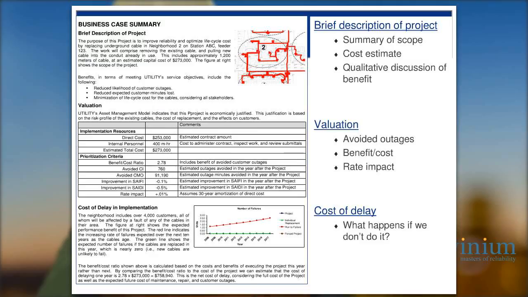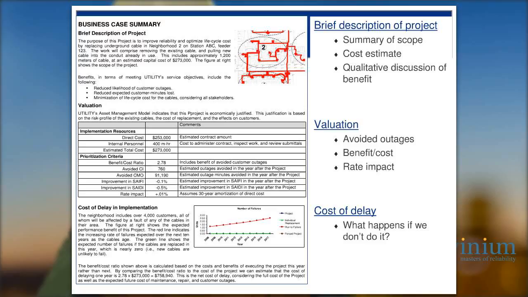Okay, in most cases, what you'll need to do then is to make a business case to explain, the utility needs to explain either to itself or to its regulator, why the spending that it wants to do is cost effective. And so that means taking the results of the cable analysis and putting them into some kind of a standardized business case. And usually that includes things like a summary of the project, a description of what work is to be done and the cost estimate, and then a qualitative discussion of the benefit. And then there'll be a section on valuation.